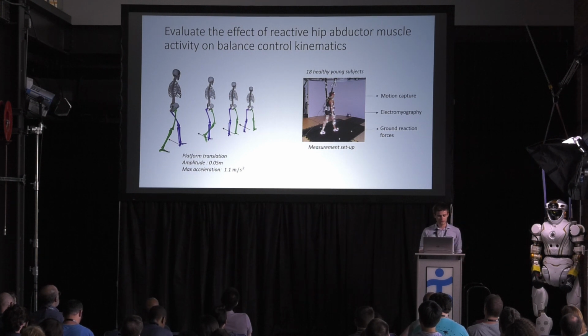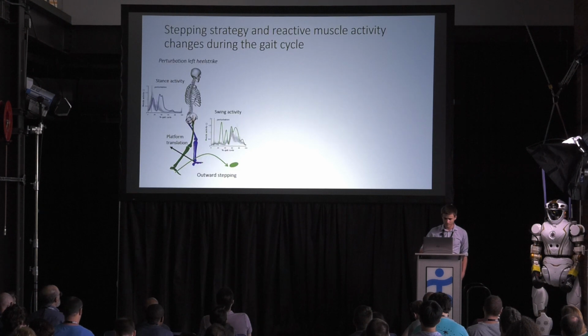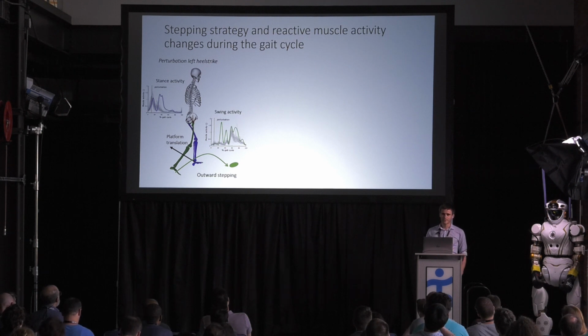to the left. We applied this perturbation during different phases of the gait cycle, as you can see here, and then measured the response of our subject using motion capture, ground reaction forces, and electromyography of the hip abductor muscles. So, similar to other researchers, we found that subjects adjust their foot placement to control balance. For example, when we apply this perturbation just after left heel strike, we observe an increase in stride width, so an outward stepping, which was accompanied by activity of both the stance and swing leg hip abductor muscles.